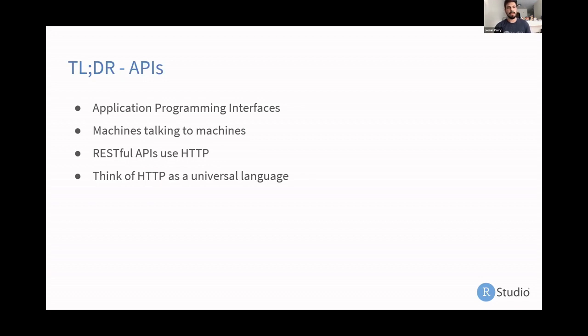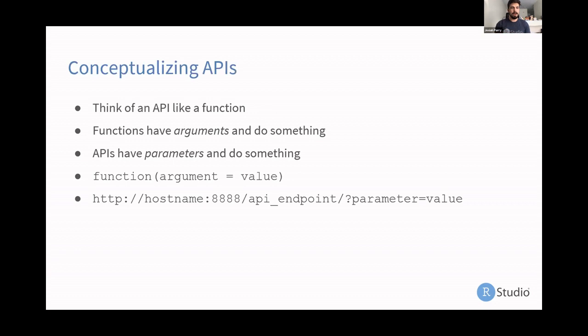These are APIs that use HTTP, or Hypertext Transfer Protocol. This is the same idea of how the internet works. I like to think of HTTP as a universal language that every programming language worth its salt knows how to speak. And since it's a universal language, it opens up so many doors for us. Next slide, please. To conceptualize an API, think of it like a function, right? We have functions that have names and arguments, and then they take those arguments and do something. Like a function, APIs have parameters which can be used similarly to function arguments to determine what comes out as the output.